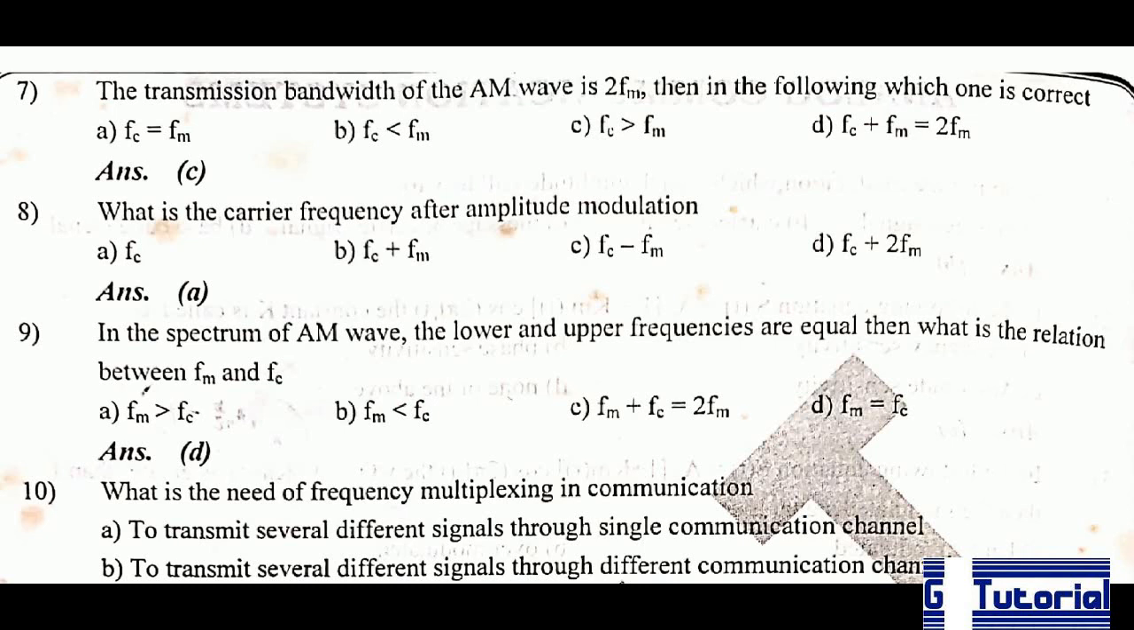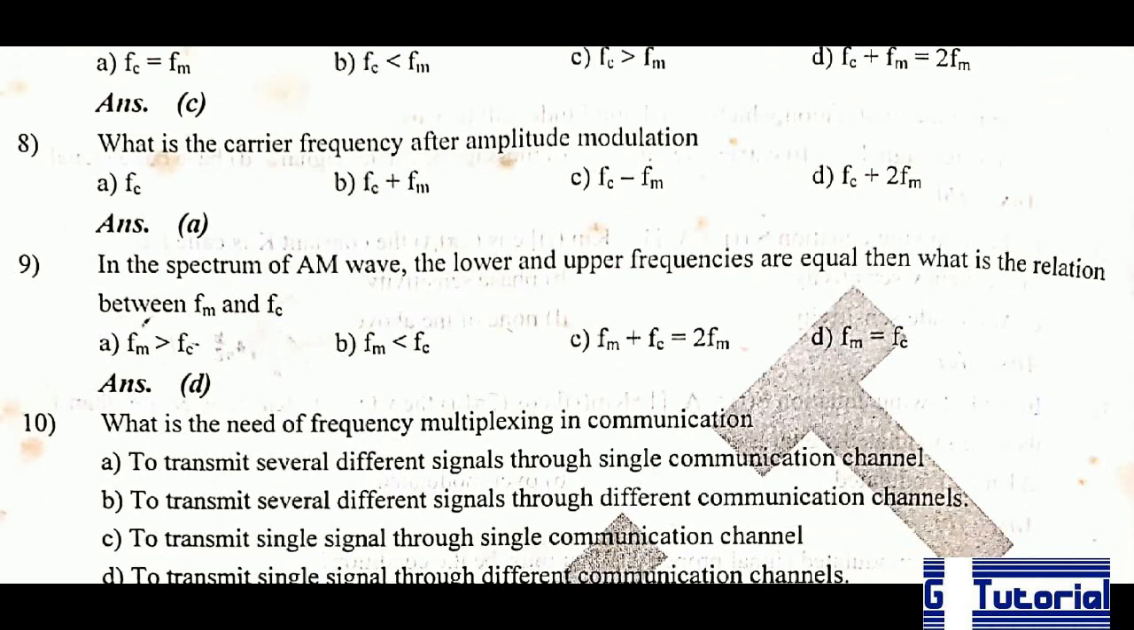Next question. In the spectrum of AM wave, the lower and upper frequencies are equal. Then what is the relation between Fm and Fc? In this question, it is mentioned that the upper and lower frequency both are equal. Then what is the relation between Fc and Fm? Which is actually Fm is equal to Fc. That is, option D is the correct answer. If upper and lower frequencies coincide, they coincide with the center frequency. So Fc is equal to Fm.